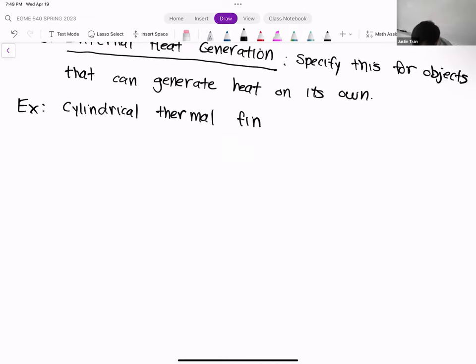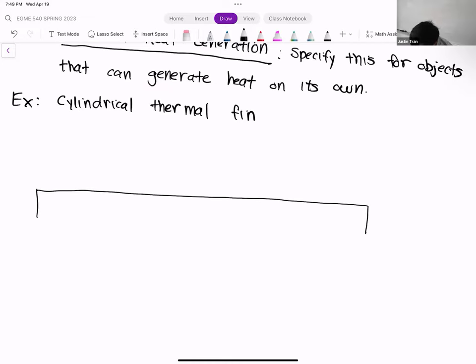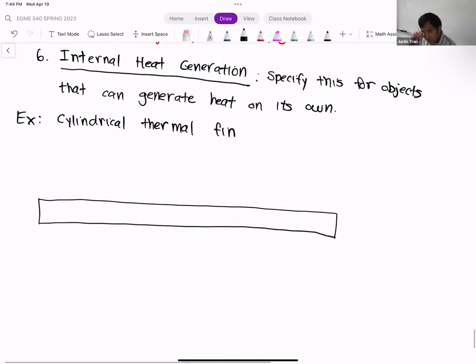Okay. So the situation looks like this. We're looking at a side profile of the cylinder, so it's going to look like a rectangle here. On one side, we're going to have a specified temperature of 100 degrees C. On the right-hand side, we're going to have a perfectly insulated condition.